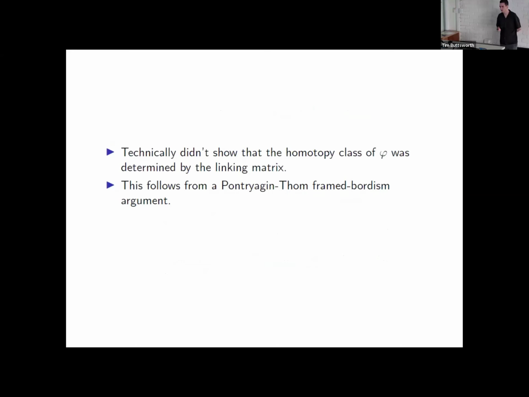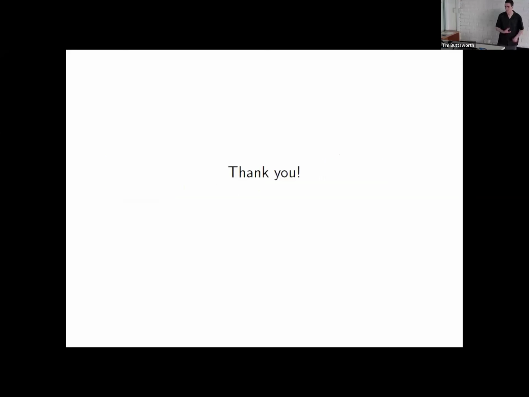Technically, I didn't show that the homotopy class of phi was determined by the linking matrix, but it's a 20-minute talk and I'm pretty much at time now. So maybe that's for the best. I'll just say that it's something to do with framed coordinates, something called the Pontryagin-Thom construction. It's not too difficult to do this, but it's sort of beyond the scope of what we want to do. So hopefully that gives you a gist of Whitehead's proof.